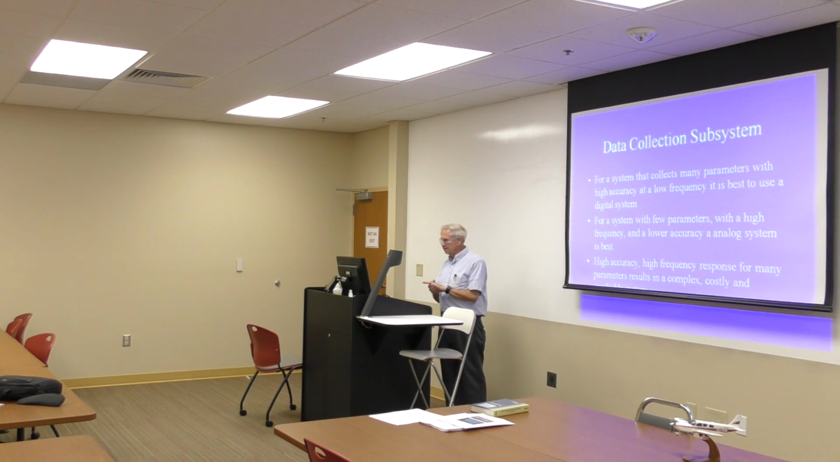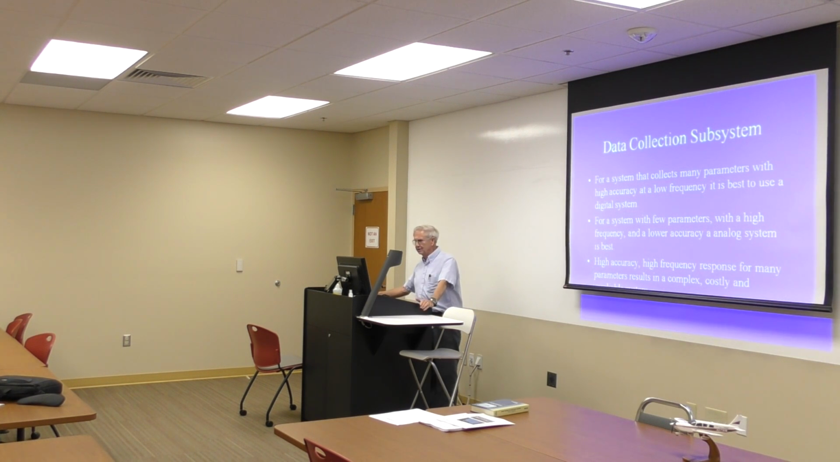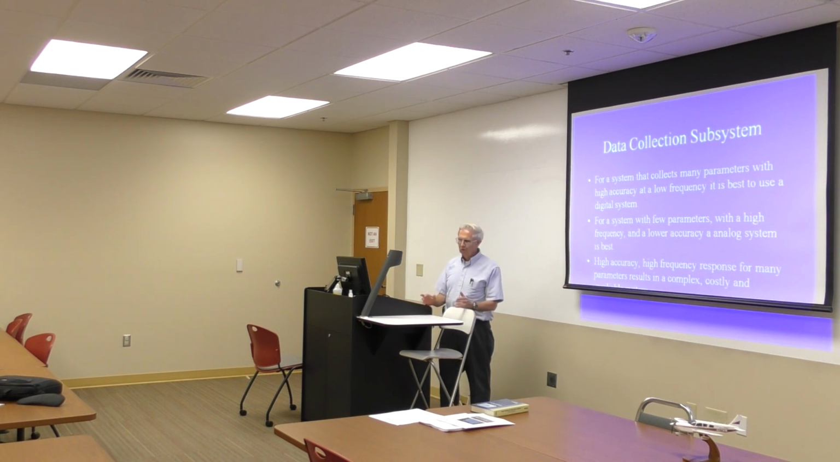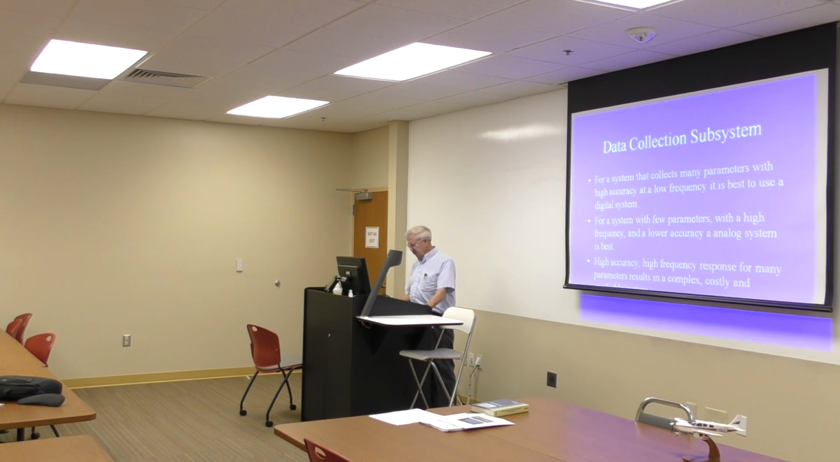For a collection subsystem that collects a lot of parameters with high accuracy at low frequency, it's best to use a digital one. And for one that has a few parameters with a high frequency and lower accuracy, an analog system is best. In today's world, we always think that a digital system is better. That's not necessarily true. Even though we seem to go that way, sometimes an analog system is much better.